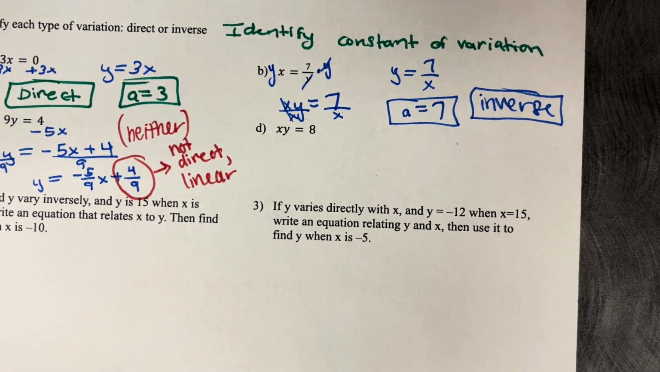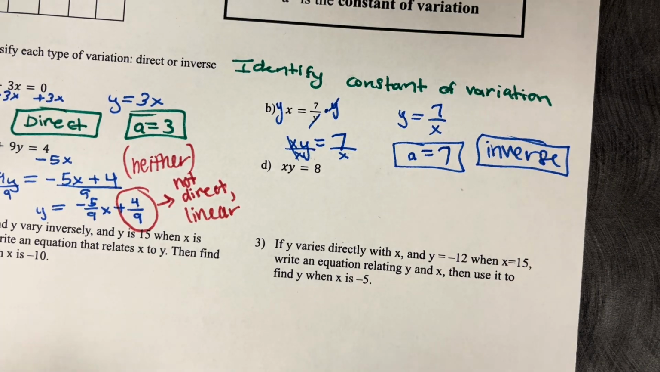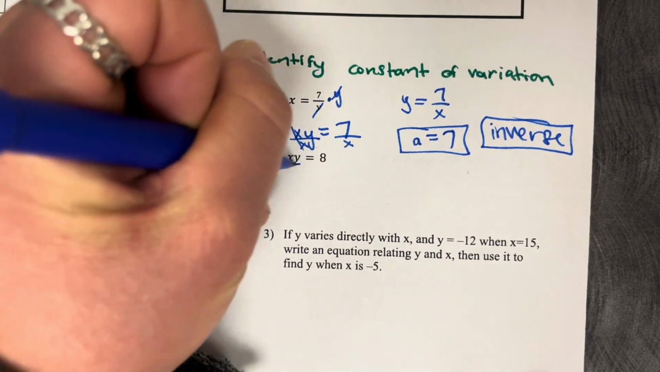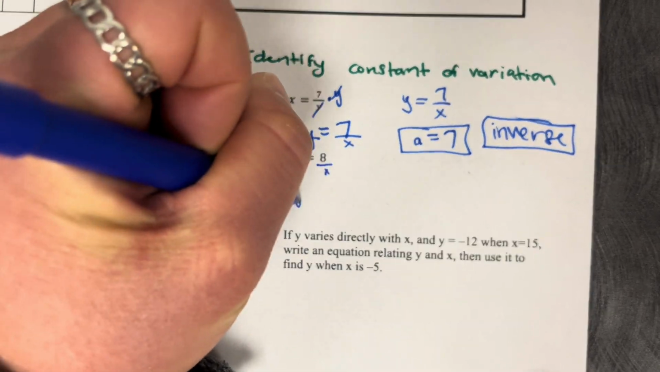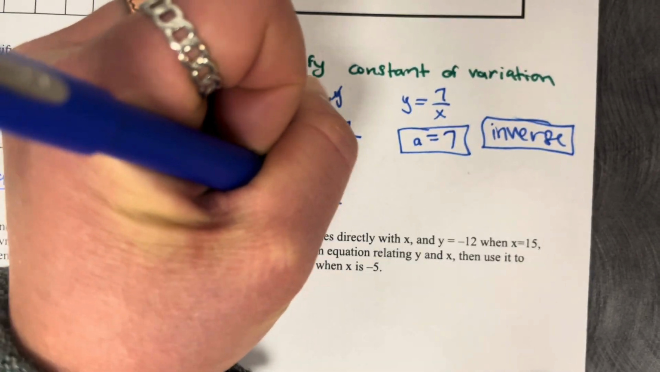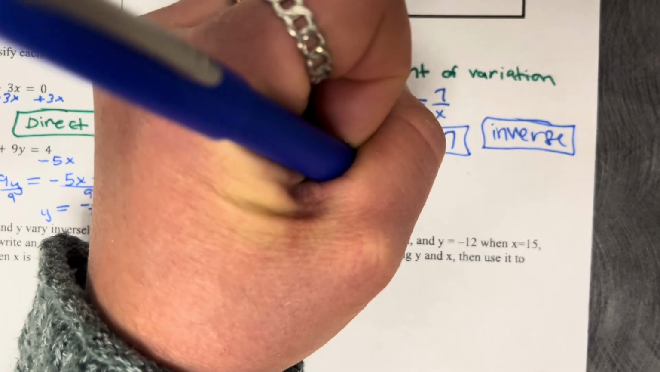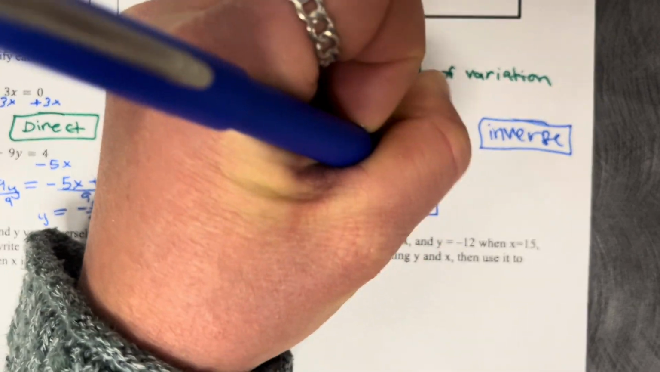Then we have xy equals 8. Try this one on your own. Pause the video. Get y by itself. We divide by x. This looks like inverse variation. A equals 8.